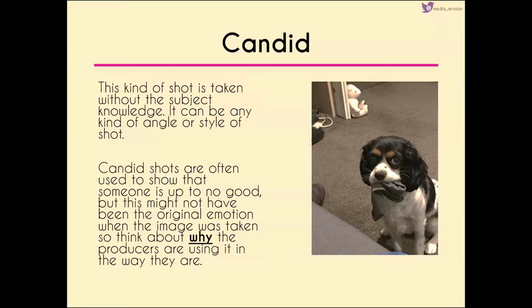So you need to think about why the producers are using the candid image in the way that they are. And normally a candid image will have been cropped or cut out so that it's only a particular person and you don't get any reference as to how or why that shot was taken originally.